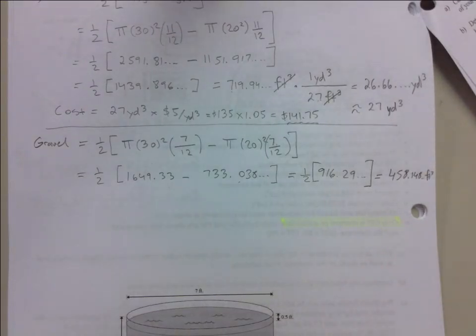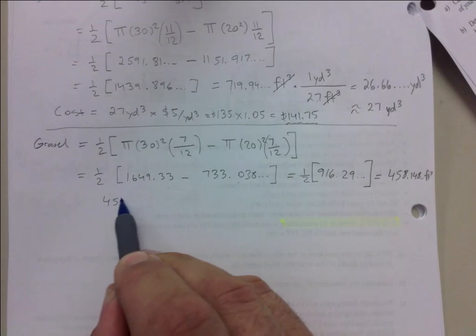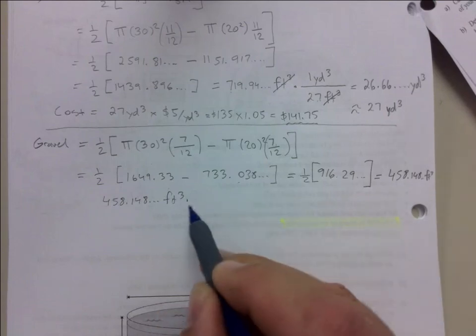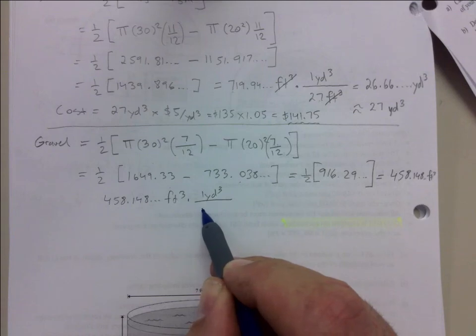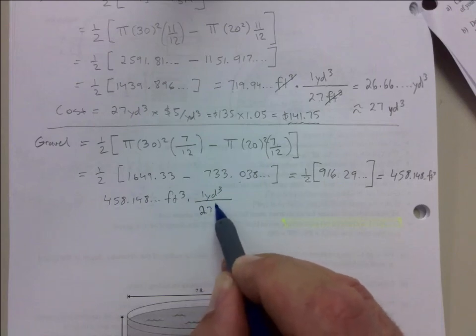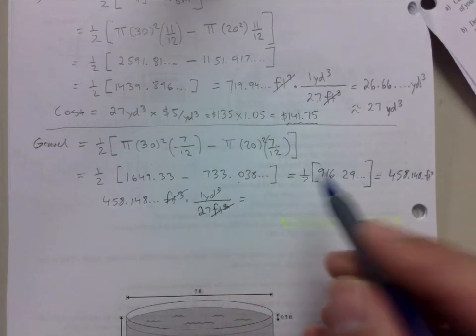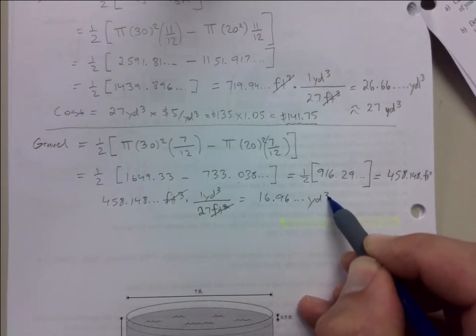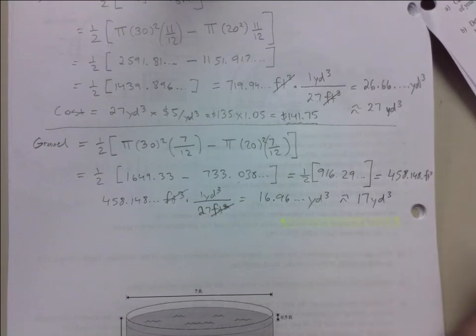Trust me, it's cubic feet. We take the cubic feet and we multiply it, right? 1 cubic yard, because it's also charged per cubic yard. It's 27 cubic feet. Cancel, cancel. So when we divide, we get 16.96 something cubic yards. And we need approximately, we're going to pay for 17 cubic yards.